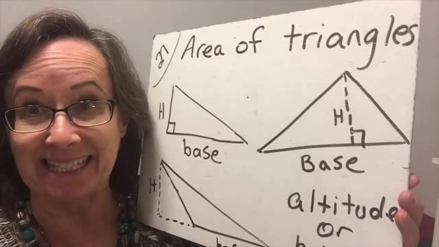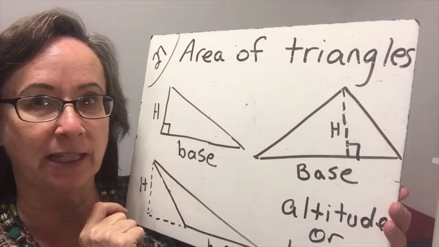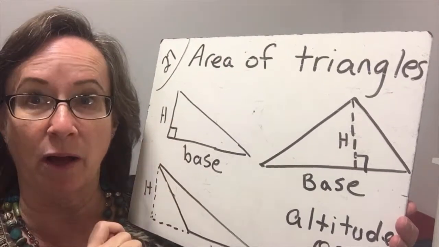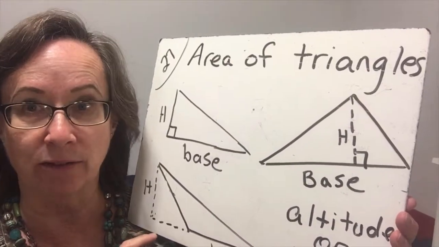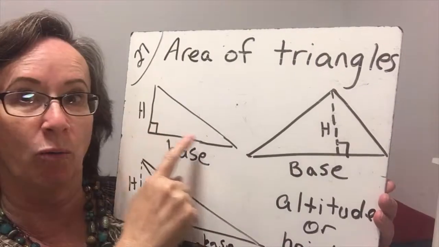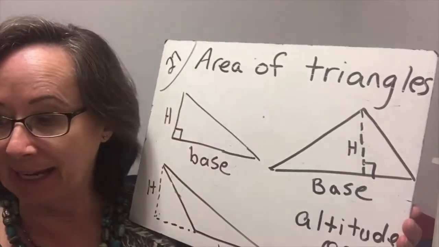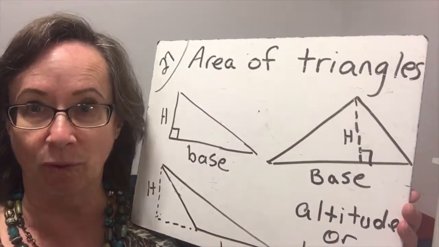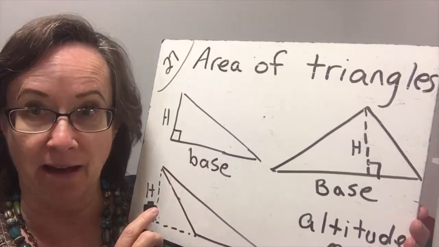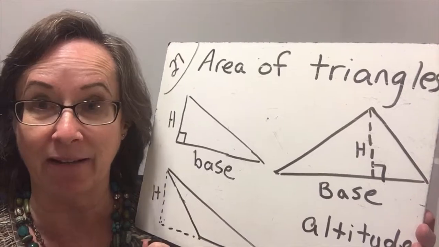Now, the one that is the easiest is a right triangle, because we're always going to be looking for the base and the height. And the base and the height will always be perpendicular, or right angles, to each other. So here you see the right angle. We're going to call one side the base, and the one that's perpendicular to it we will call the height. And the area of a triangle is 1/2 base times height. So all I have to do is find these two, base and height, multiply them together and then divide by 2, and I have the area of the triangle.